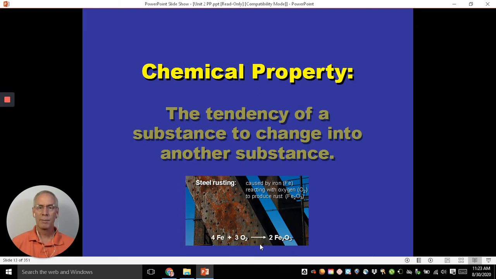I wrote the balanced chemical equation down here for you again. At this point in your chemistry career, you don't need to write that formula down. You don't need to know it.